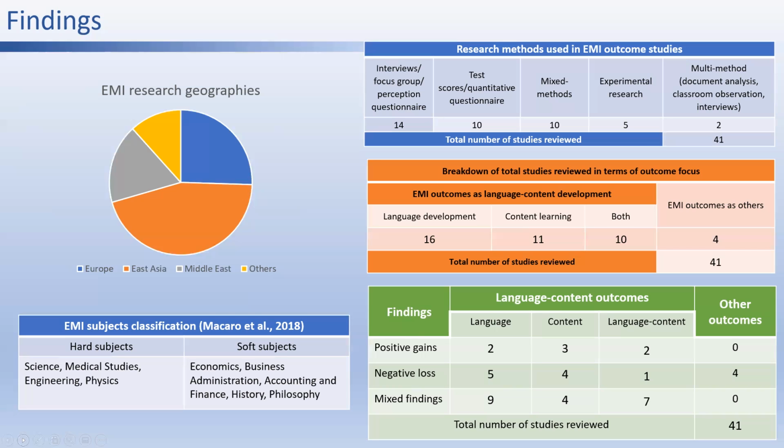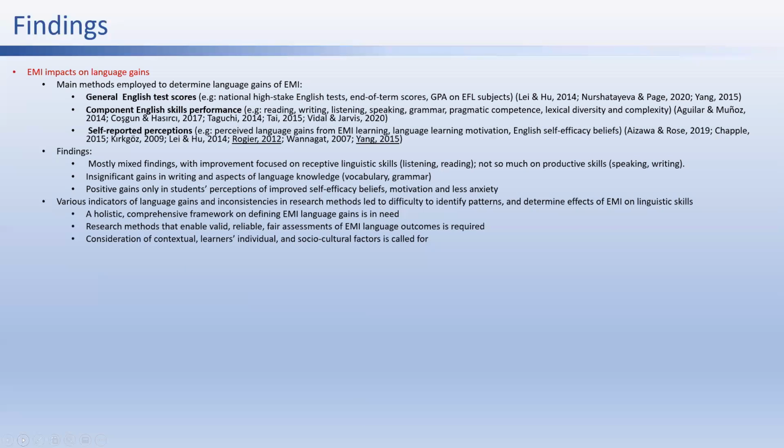So in terms of findings, I classified the finding types into positive gains, negative loss, and mixed findings. You can see from here that the majority of studies reported mixed findings. So there are some positive gains, but negative loss is incurred during the EMI participation of students as well. Now let's move on to the component outcomes.